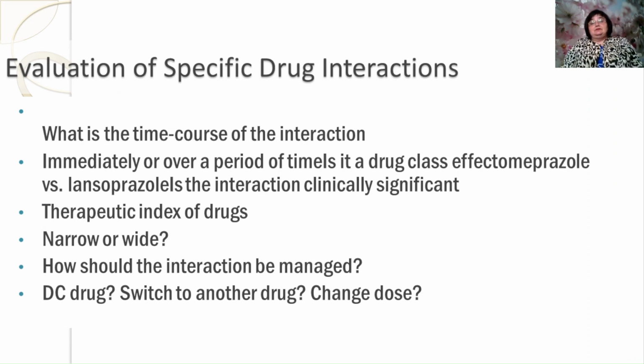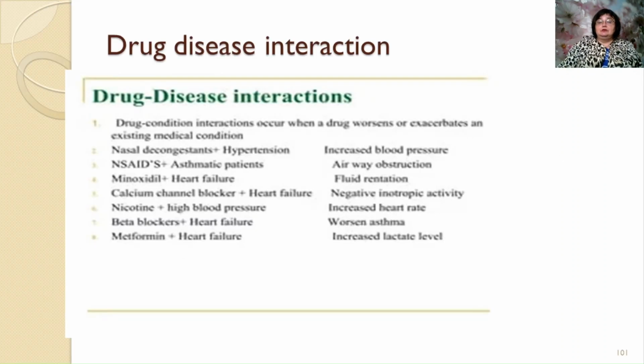Evaluation of a specific drug interaction can be done this way. You can ask the question: what is the time course of the interaction? Immediately or over a period of time? Is it a drug class effect, for example, omeprazole, lansoprazole? Is the interaction clinically significant? For example, it can be the therapeutic index of the drugs, narrow or wide. How should the interaction be managed? Discontinue drugs, switch to another drug, or change the dose.